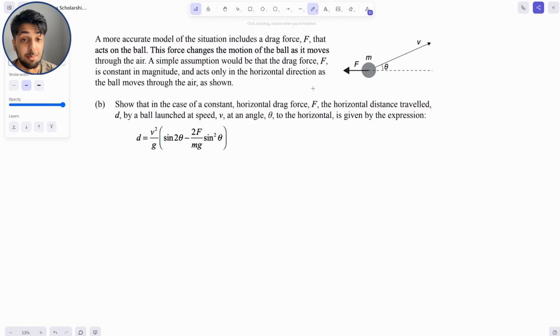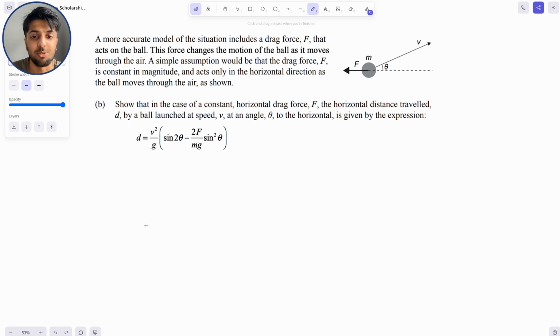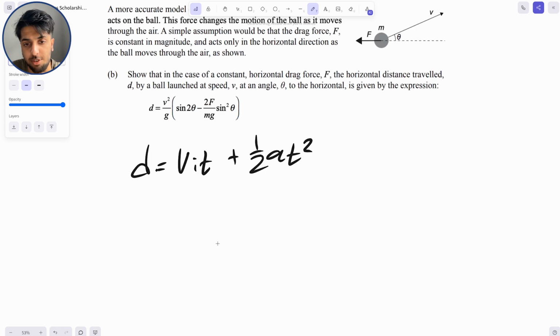There we go. In this situation, we have a drag force acting on the ball. An assumption that has been made is that the drag force is constant and only in the horizontal direction. So now we need to prove that the distance traveled by the ball will be given by this equation here. So for this equation, we can use the kinematic equation v_i t plus half a t squared. Some modifications we can make to this is the acceleration in this case would be g. And as g is negative, we can change this sign to a negative, and we'll change this to g.